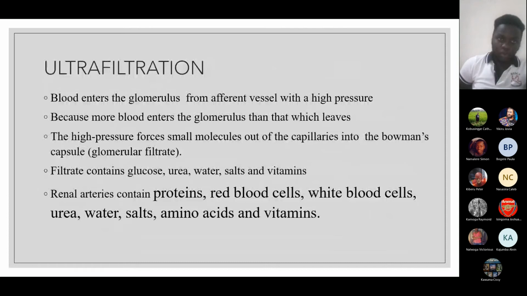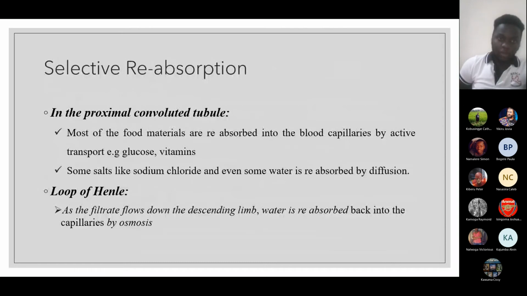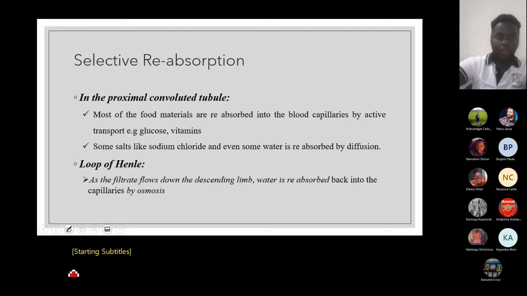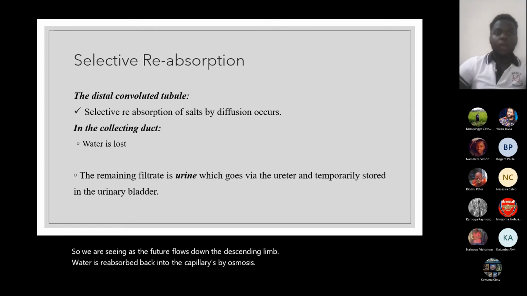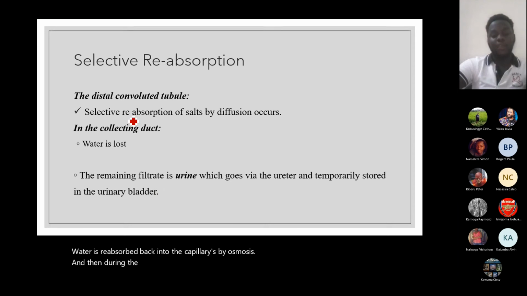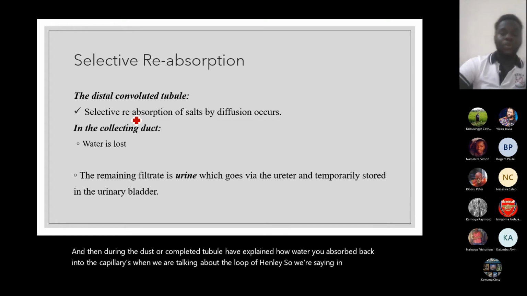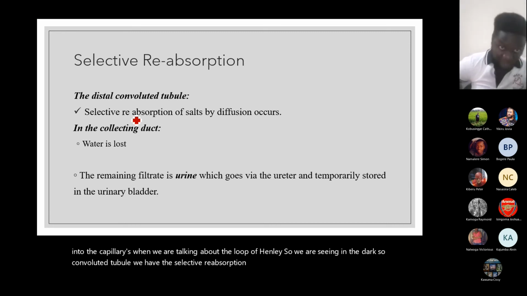So let us go through what we have as notes. We are saying in the loop of Henle, as the filtrate flows down the descending limb, water is reabsorbed back into blood. So as the filtrate flows down the descending limb, water is reabsorbed back into the capillaries by osmosis. Okay? And then in the distal convoluted tubule, I have explained how water is reabsorbed back into the capillaries when we are talking about the loop of Henle. So we are saying in the distal convoluted tubule, we have the selective reabsorption of salts by diffusion.